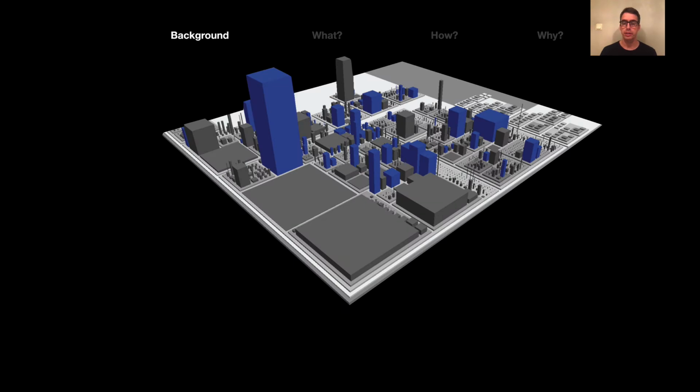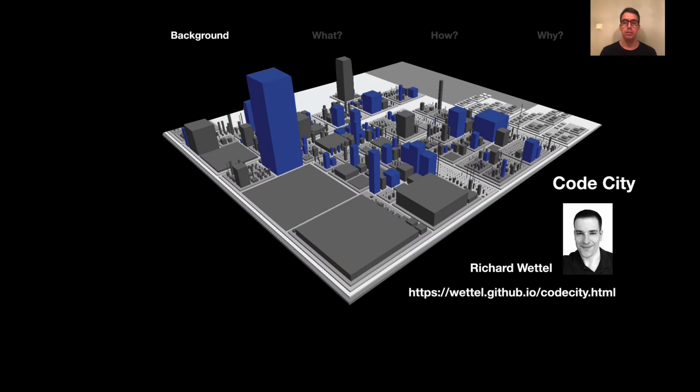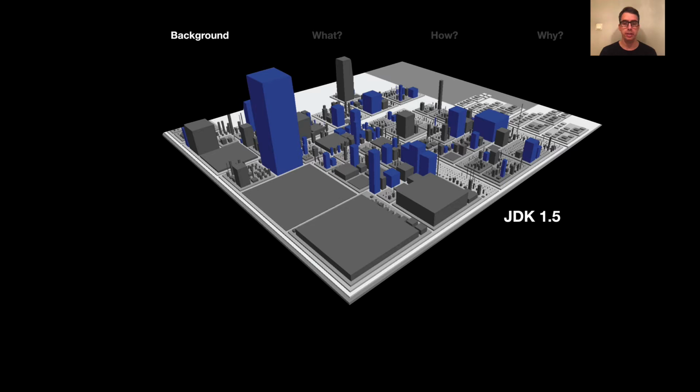This is a city, a code city, made by this guy, and it can visualize a code base as a city. And this is the Java Development Kit 1.5, where each building is a class, and the codebase is divided into packages, where the top package here is the Java package, and then we have different sub-packages, and this is where we put our code. And if this was a functional language, we would put our functions in here.